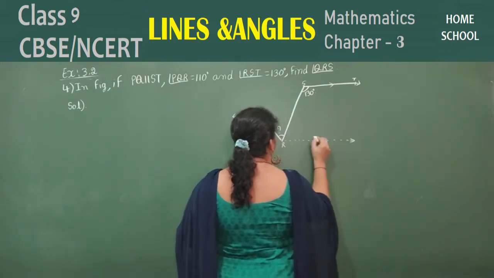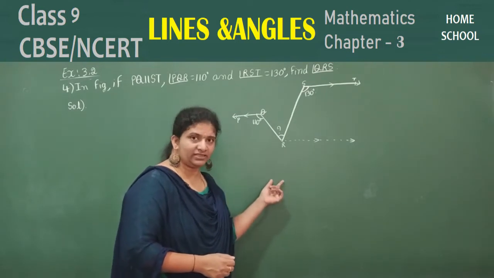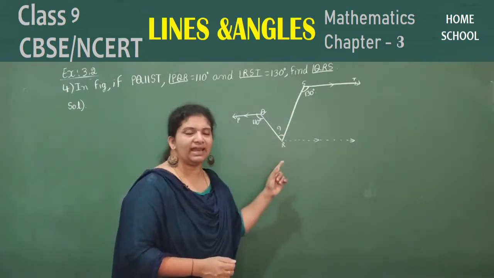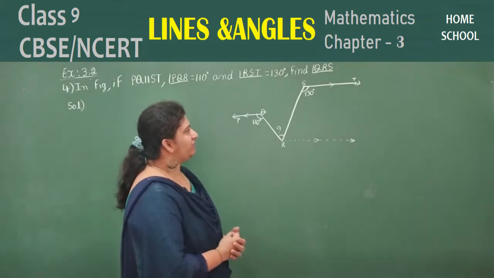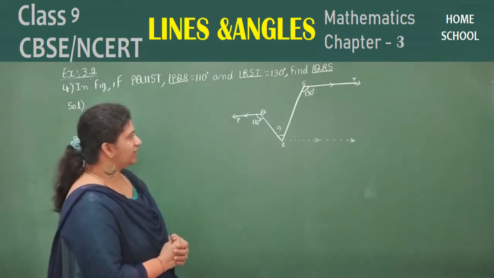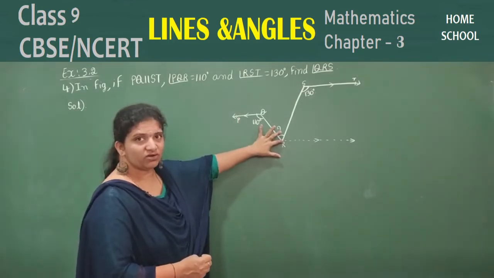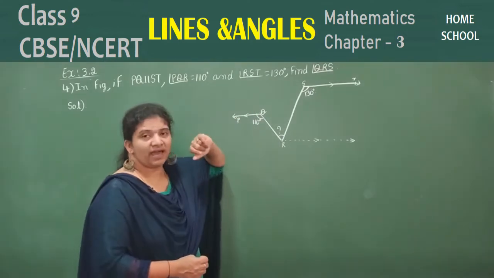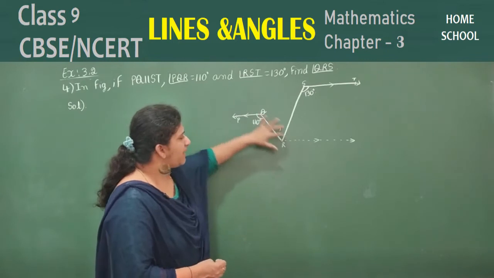Okay, this is your parallel line for this line. So what did they give as a hint, children? Draw a line parallel to ST from point R. Now try to identify what all you can find here. Look here, this line is also parallel to this line. Yes or no? So lines parallel to the same line are parallel to one another. So this line is parallel to this line.